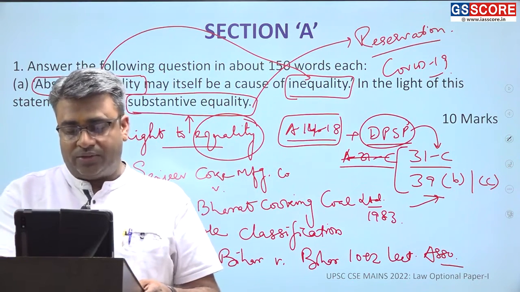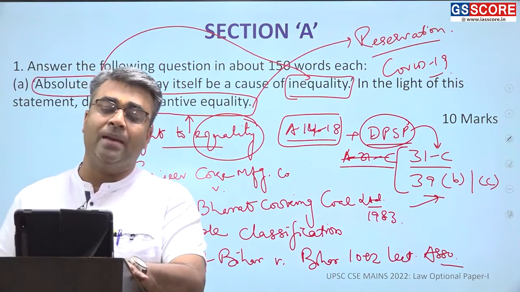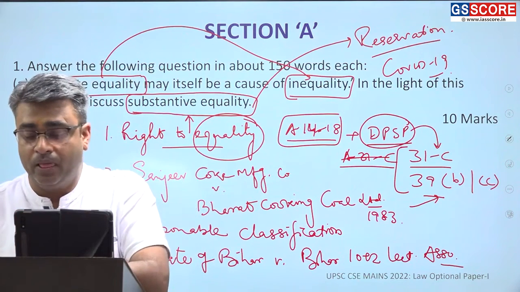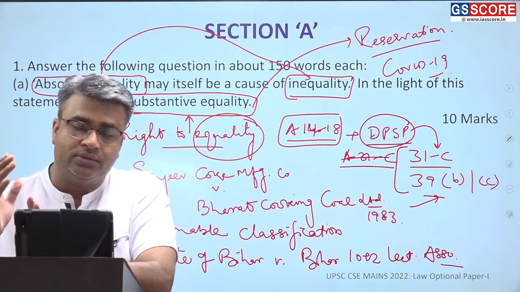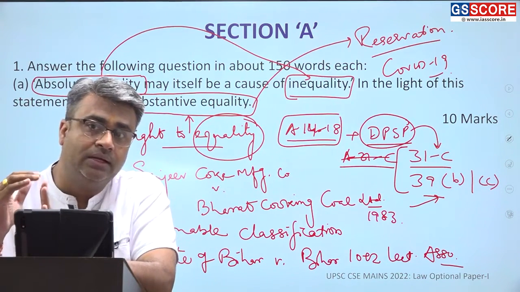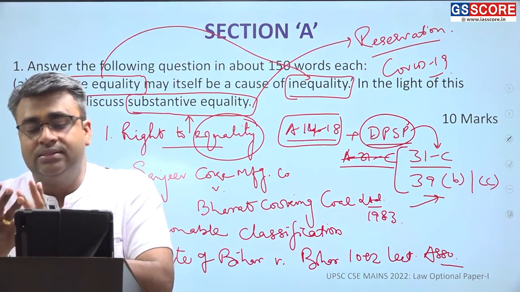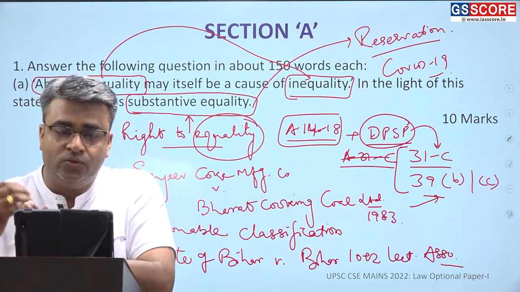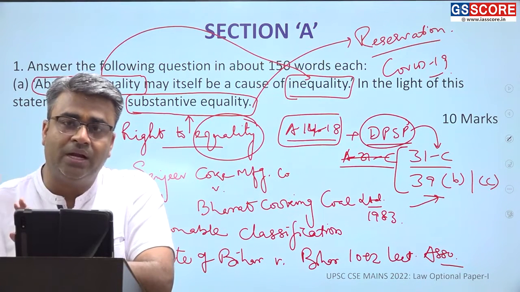So the starting point of discussion is, what is the meaning of absolute equality? First, we should understand the meaning of absolute equality. In the simplest meaning, it is when all people are treated equally, regardless of their race, sex, caste, religion, or gender. So, absolute equality means all people are treated equally, irrespective of any other differentiating parameter.